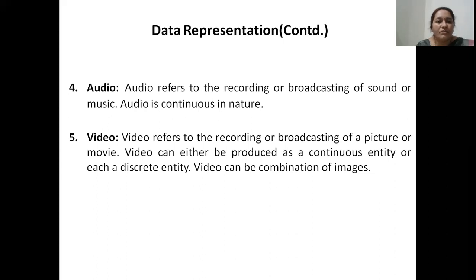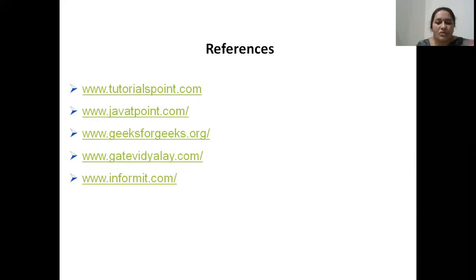So in this video, we learned what is a computer network, what is data communication, and what are the components of a network, how the data is represented on a computer network.